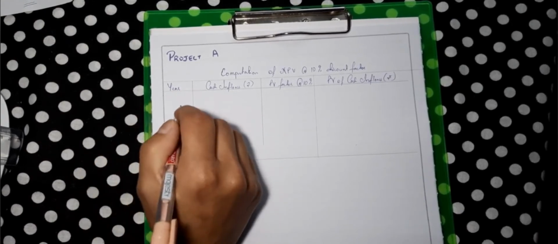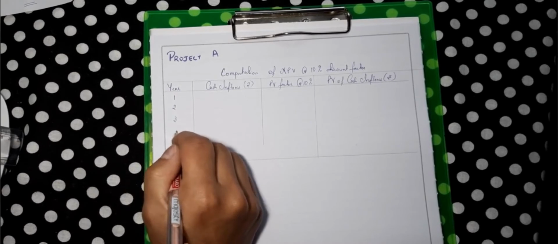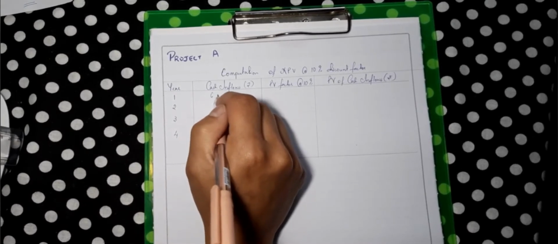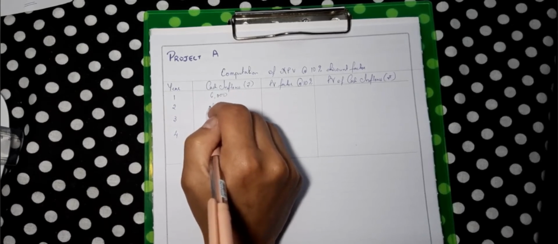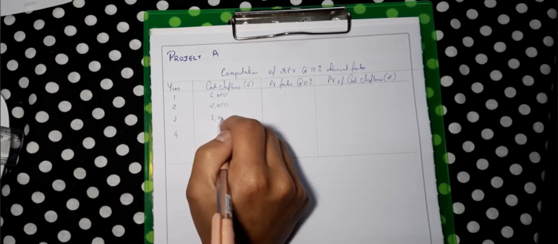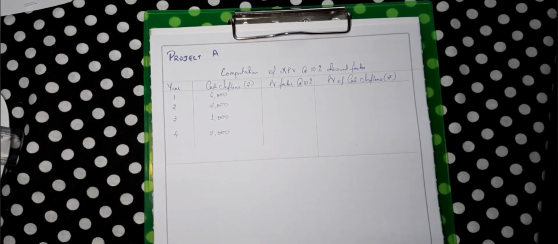So let's fill up what we know. Firstly, the year: first, second, third, and fourth year. And we have the amount for cash inflows to be 6,000 in the first year. For the second year, it is rupees 2,000. For the third year, rupees 1,000. And for the fourth year, rupees 5,000.